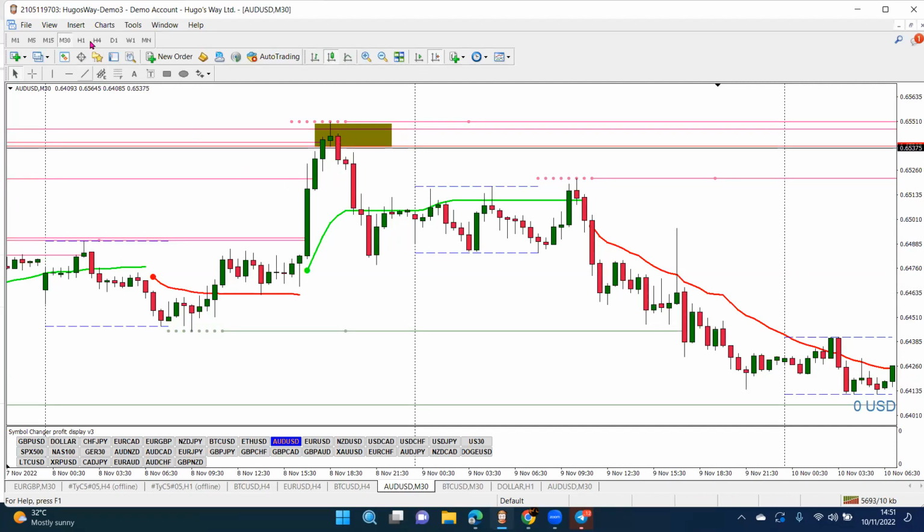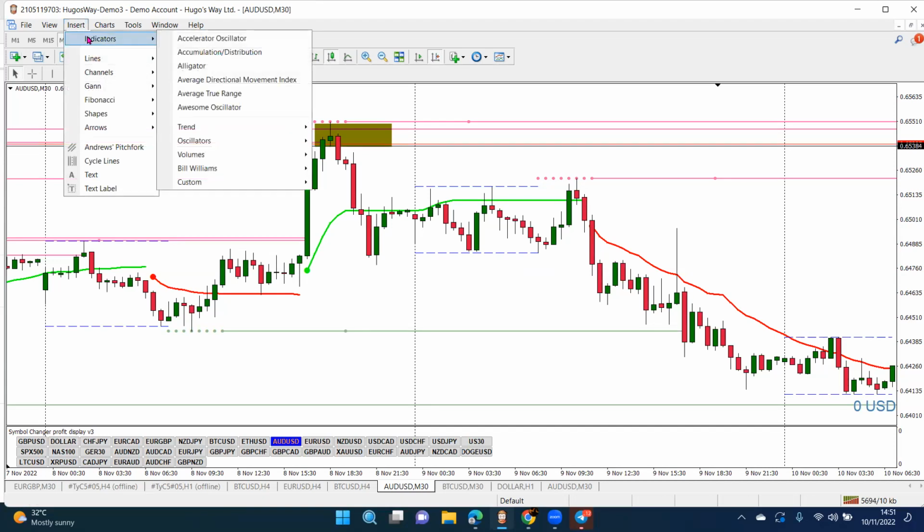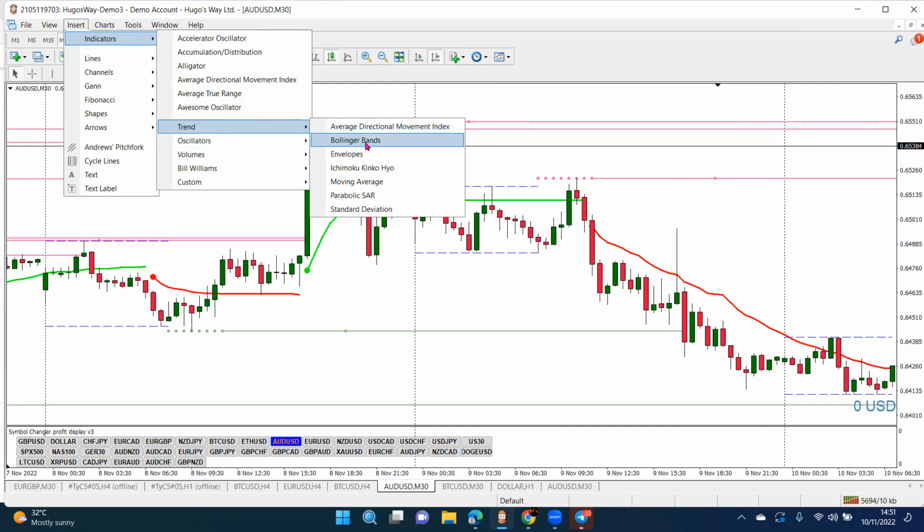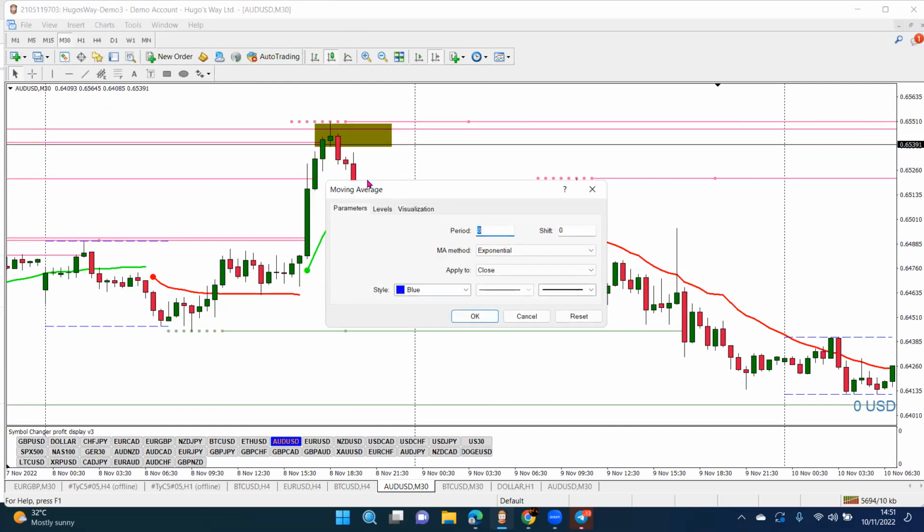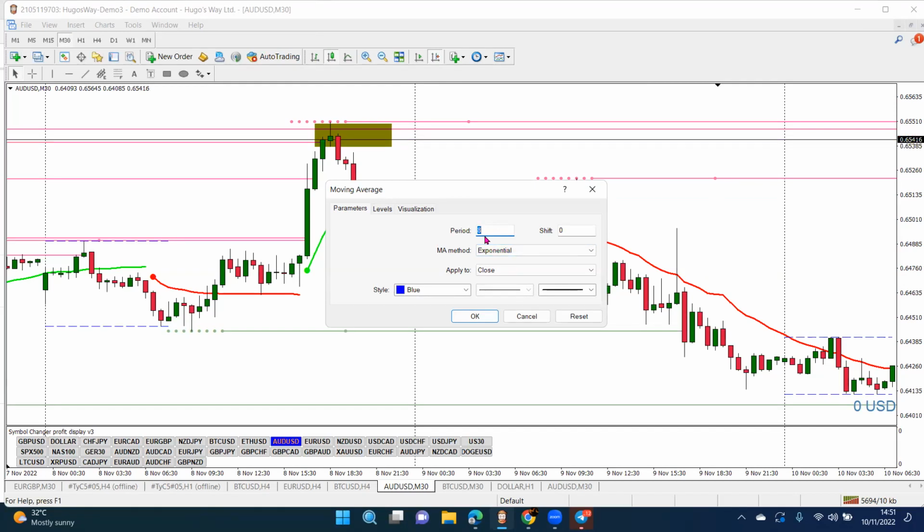The second method is a conventional method where you add a moving average, which is a trend following indicator. So let's say we have a moving average, and you can choose anything between 8 to 13, right? So let's take 8 for this discussion.